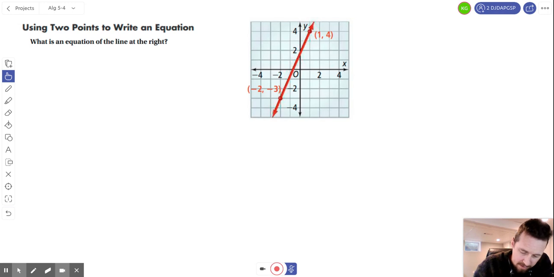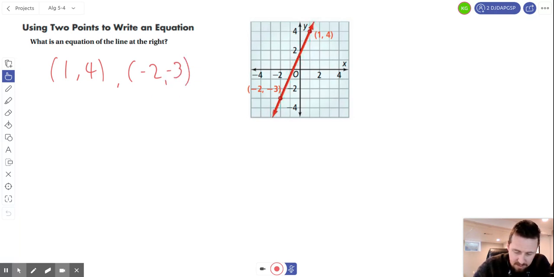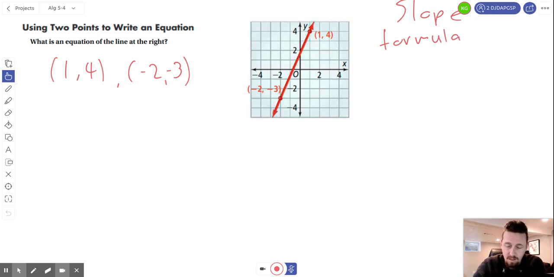So we have 2 points on this line, and we got to write the equation for it. So the points are (1, 4) and (-2, -3). And my slope formula, what is it? Find it in your notes. Write it down for yourself if you don't already have it written down. This is something that you should be able to refer back to. It's a good resource. It'll help you through a lot of problems like this.